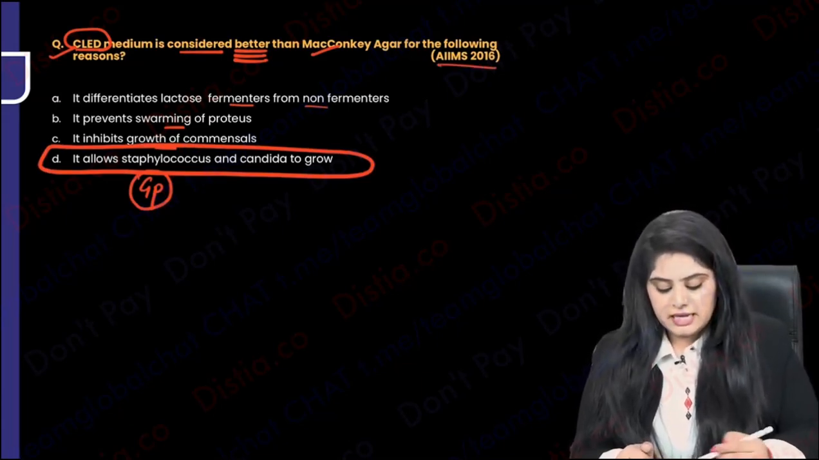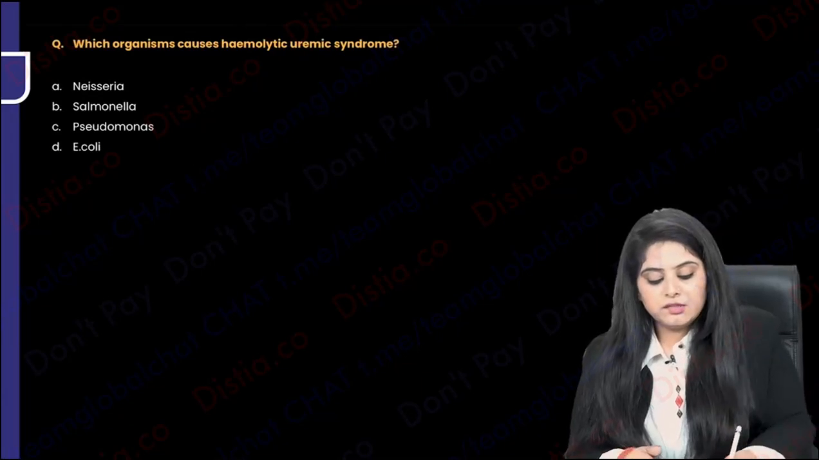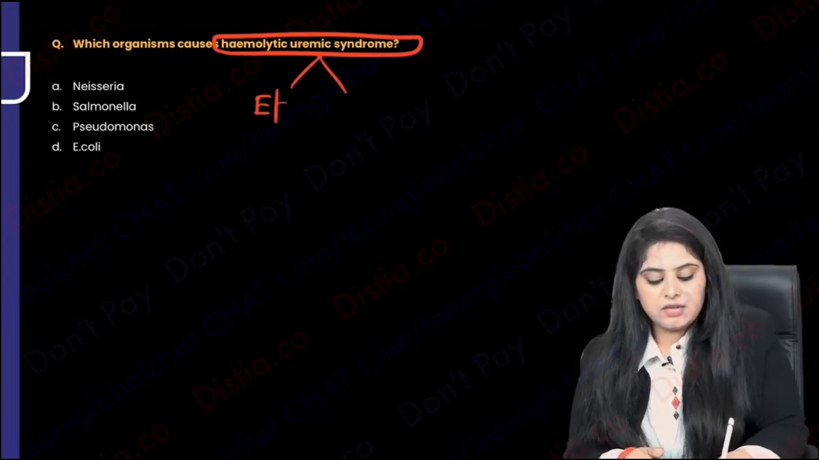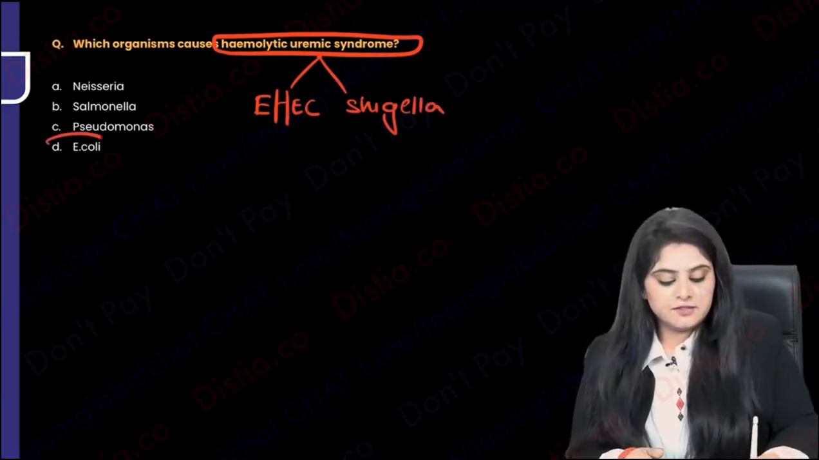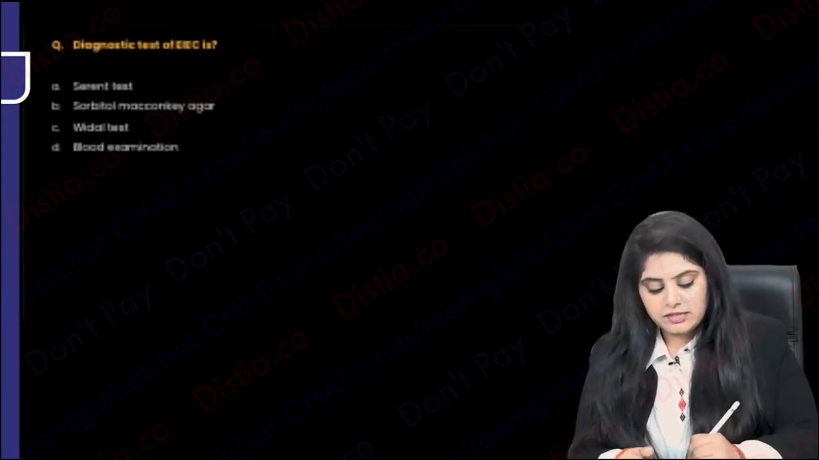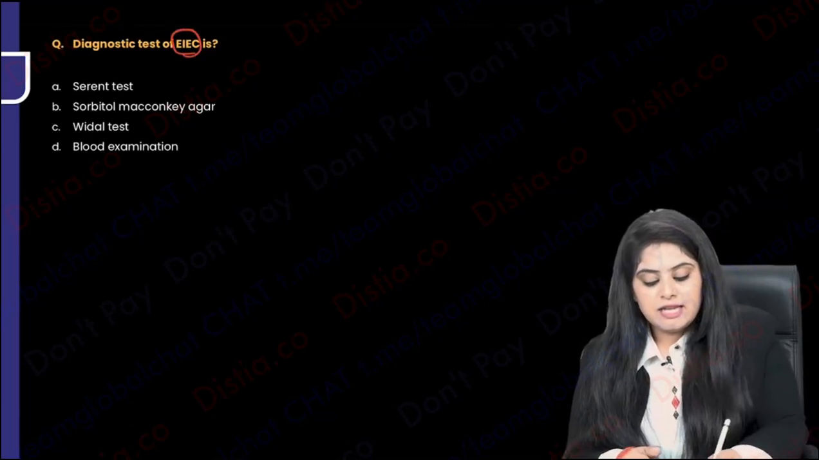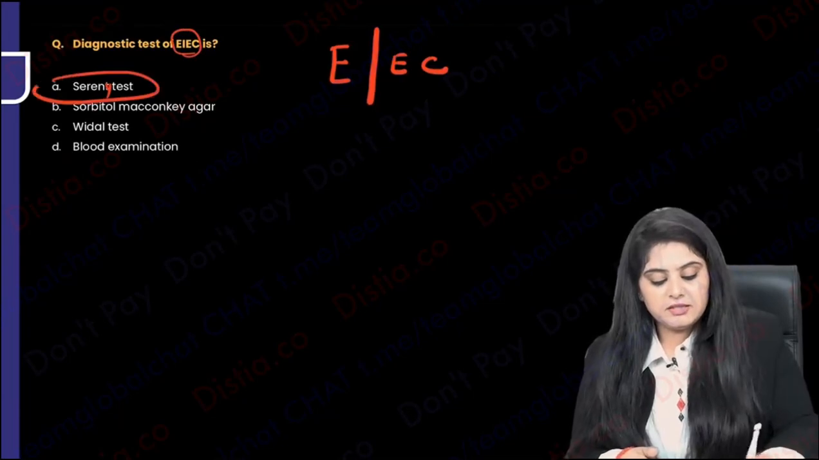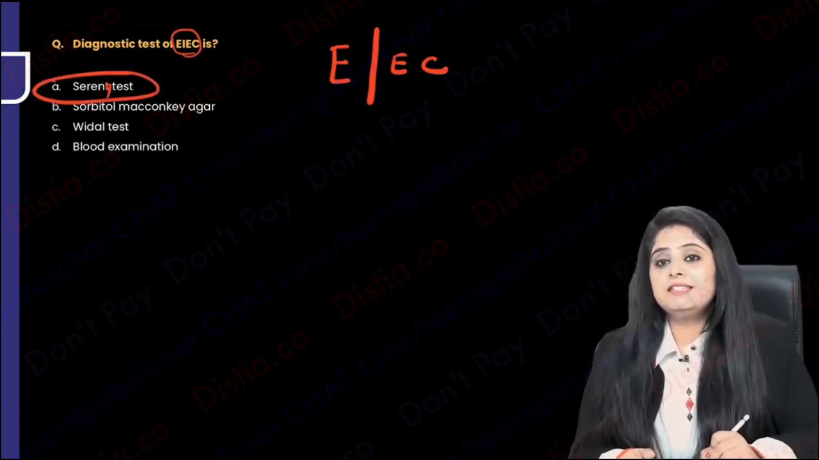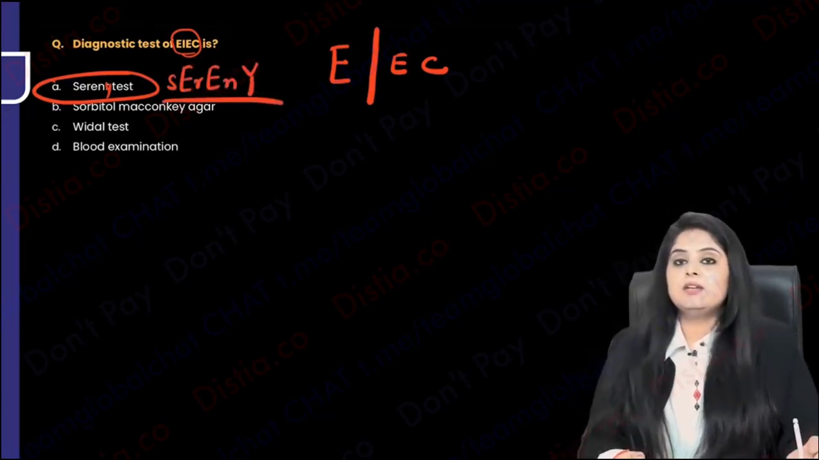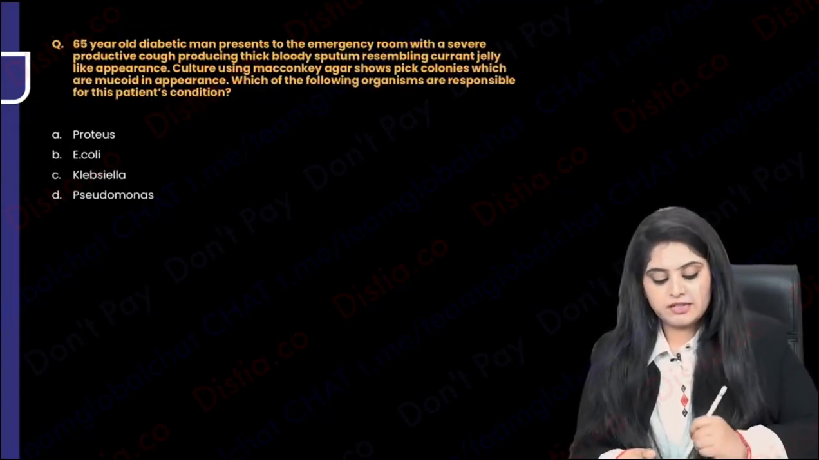This is a previous year AIIMS question. Which organism causes hemolytic uremic syndrome? If I don't read the options also, there are two organisms, enterohemorrhagic E. coli and Shigella. What do I have? They've not even asked me the details. They've just asked me E. coli over here. So that is very, very simple. Coming on to the next one. Diagnostic test of enteroinvasive E. coli. Invasive, it's going to be, of course, invasive E. coli, Serine test. That is how we had written it. Serine test is going to be enteroinvasive E. coli.